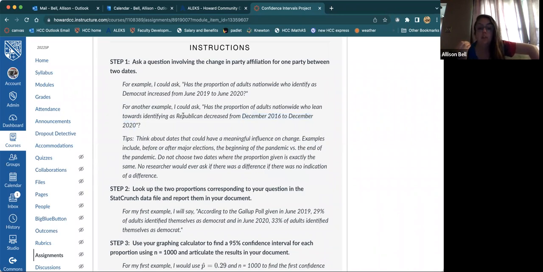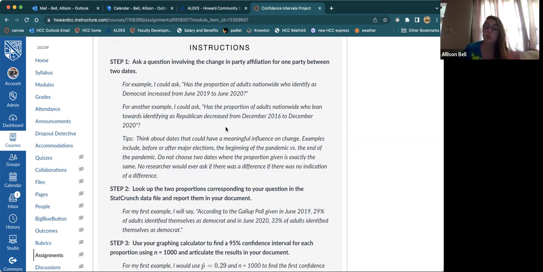The last thing we have to do is decide whether we believe that the proportion has increased or decreased, okay? So it says, has the proportion of adults nationwide who identify as Democrat increased from June 2019 to June 2020? So the first one is an example of how you might ask a question for increasing. And then we have another example. Has the proportion of adults nationwide who lean towards identifying as Republican decreased from December 2016 to December 2020? Okay, so these are 2 examples.